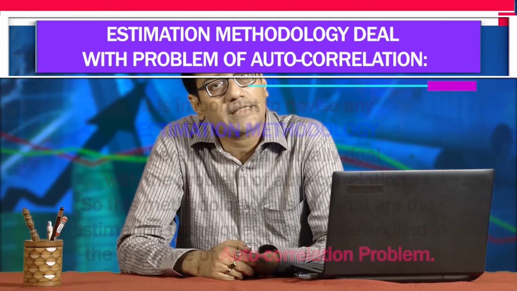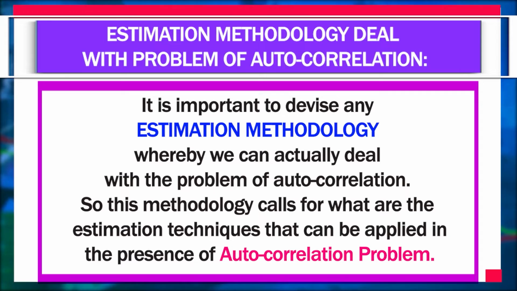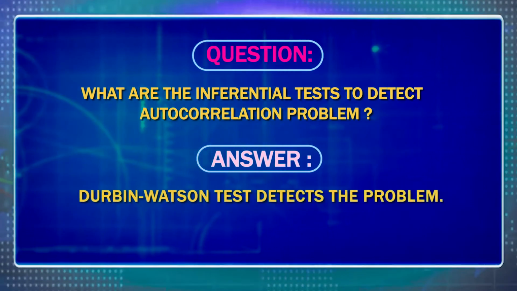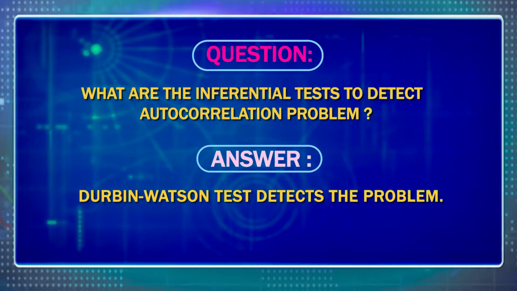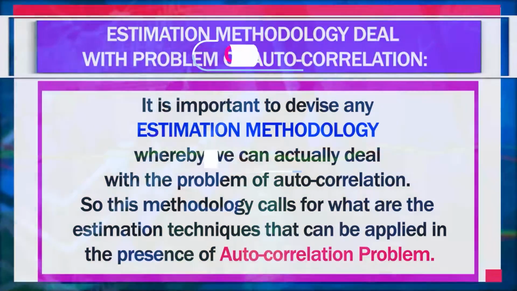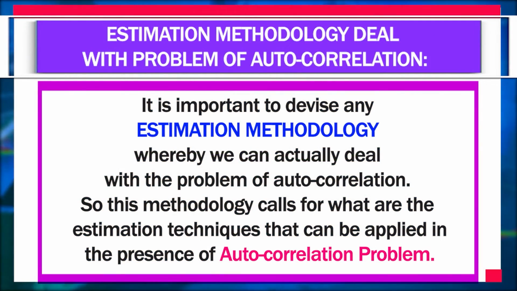So among these, the Durbin-Watson test is the most famous and the most done test to detect and to confirm the presence of autocorrelation. After detecting the problem of autocorrelation and also confirming the presence using the Durbin-Watson test, it is important to devise an estimation methodology whereby we can actually deal with the problem of autocorrelation. So this methodology calls for what are the estimation techniques that can be applied in the presence of the autocorrelation problem.